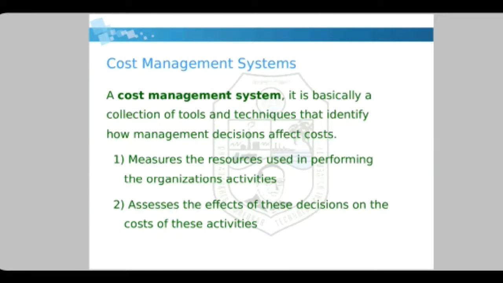So what does this cost management do? Firstly, it will measure the resources used in performing the organization's activity. The activities include not only production but all the things: selling, buying, everything. And the second thing the cost management system does is it assesses the effects of decisions on the cost of these activities. So it will assess the decisions of management on the cost of these activities.